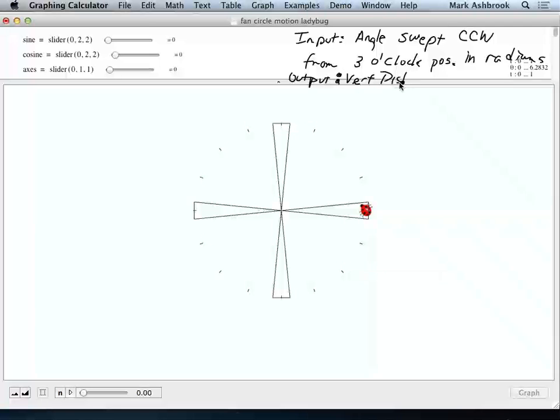Sorry, I'm a little messy today. I don't know what's going on. Vertical distance above horizontal diameter in feet. Not a banner day for legibility, but you can make it nice and neat in your notes. Okay? That's our input and output.